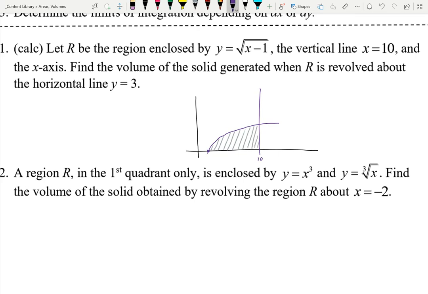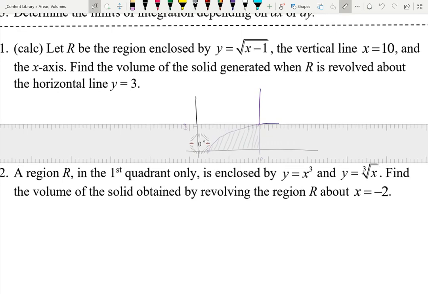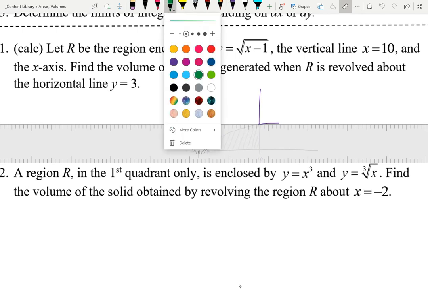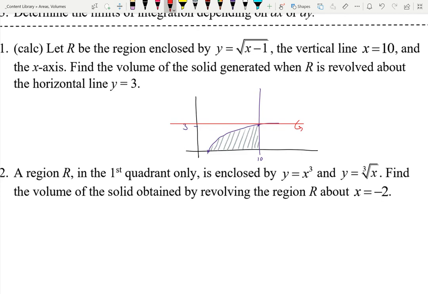Now you notice that the line and the function are going to intersect when x is equal to 10, or when y is equal to 3, because the square root of 10 minus 1 is the square root of 9, which is 3. So then my axis of rotation is going to hit right where that point of intersection is. So here's my axis of rotation, and we're going to rotate around this. Let me just make an adjustment here. That's where my 3 is.